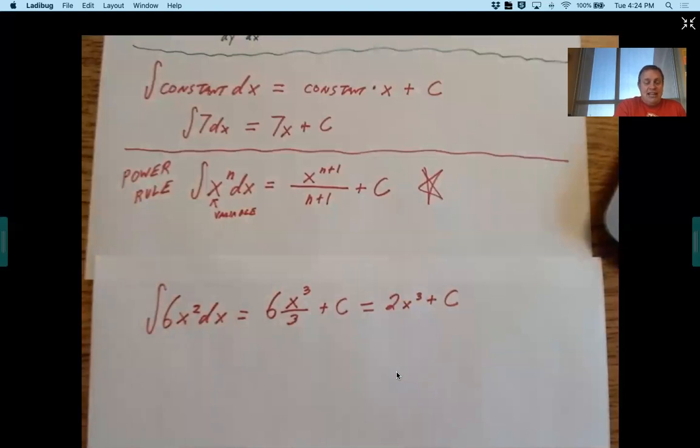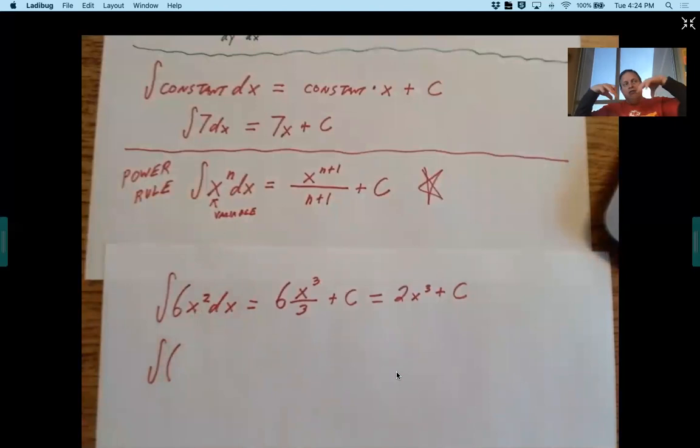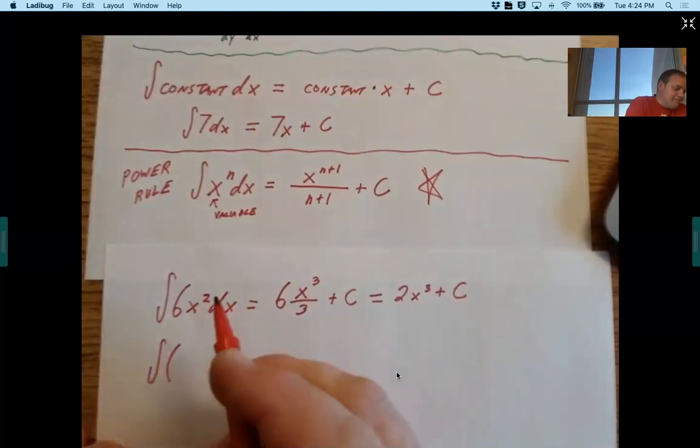Does it check? If I derive that, do I get 6x squared? You better believe I do. How about that? So now let's do this. We know that if we have sums and differences when we derive, we can just derive each part separately and be okay. We can do the same thing with integration.